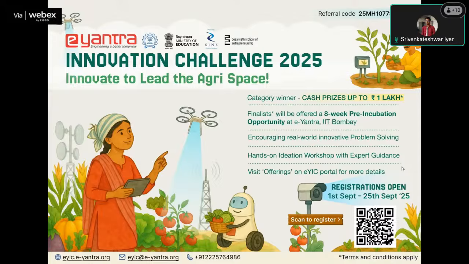So this year, we have planned the eYantra Innovation Challenge initiative. In that, we have planned a theme called agriculture, where you have to go to the farmers and find the problem statements, what problems they are facing, try to solve them, and propose a prototype on that. Registration started from the 27th. Today is the last date of registration.